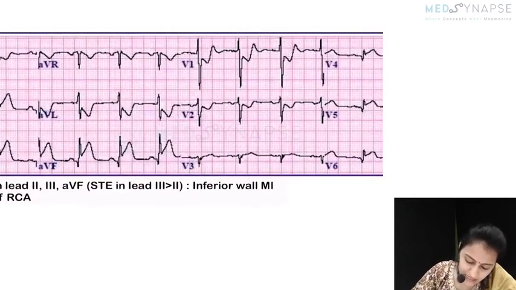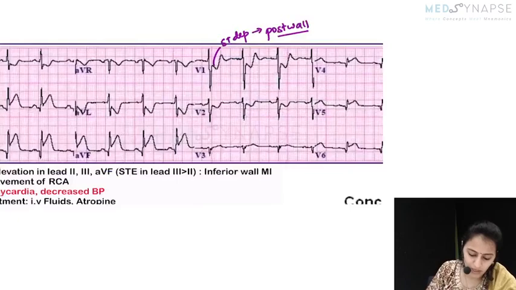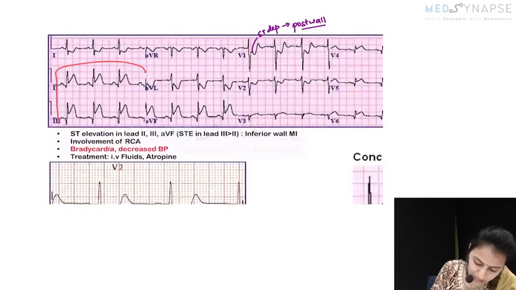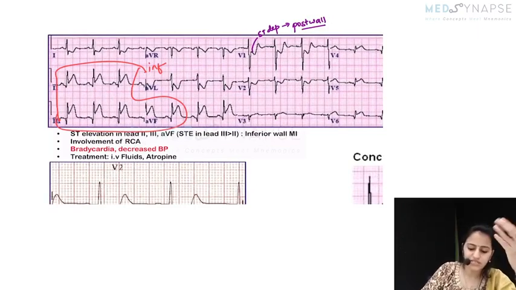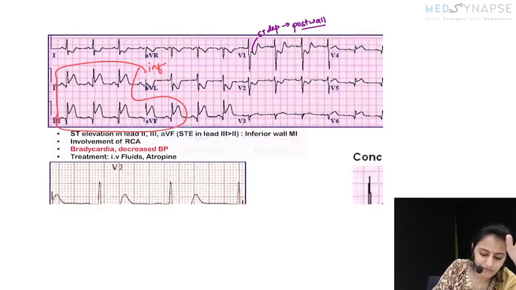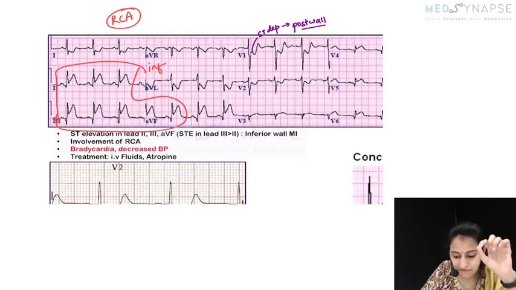What are you seeing in V1 and V2? ST depression. ST depression in V1, V2, basically you will think of posterior wall MI. Okay? 2, 3, AVF affected, this is inferior wall MI. Remember that inferior and posterior generally go together because both of them are supplied by what artery? Right coronary artery.